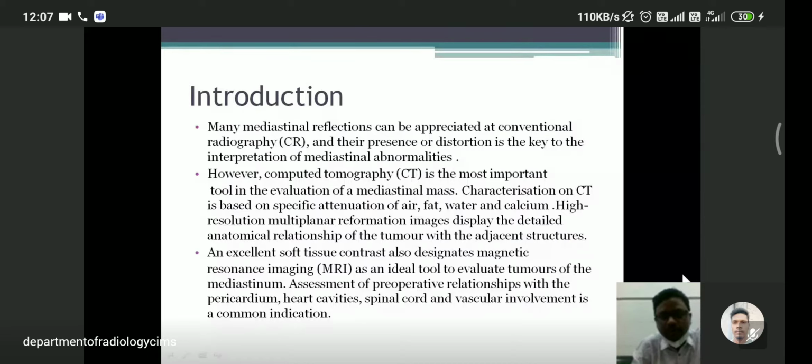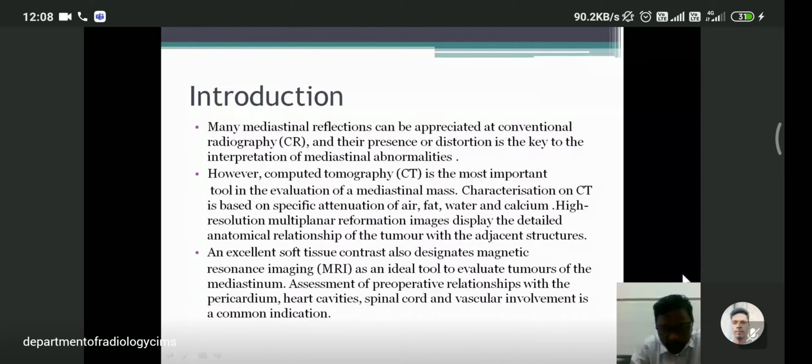The next step, if we find some mass or any abnormalities in the chest X-ray, what will be our next step? Our next step will be either a CT scan or an MRI to characterize the lesion, because in X-ray both fluid and soft tissue will appear as opacity, the white area. So we cannot differentiate whether it is fluid or soft tissue. So we have to do the CT scan or the MRI.